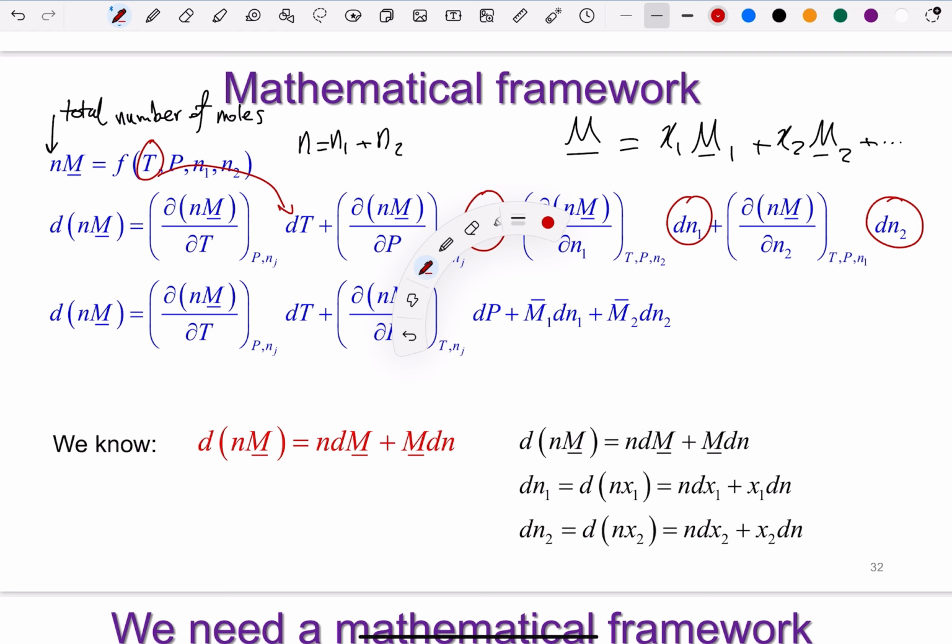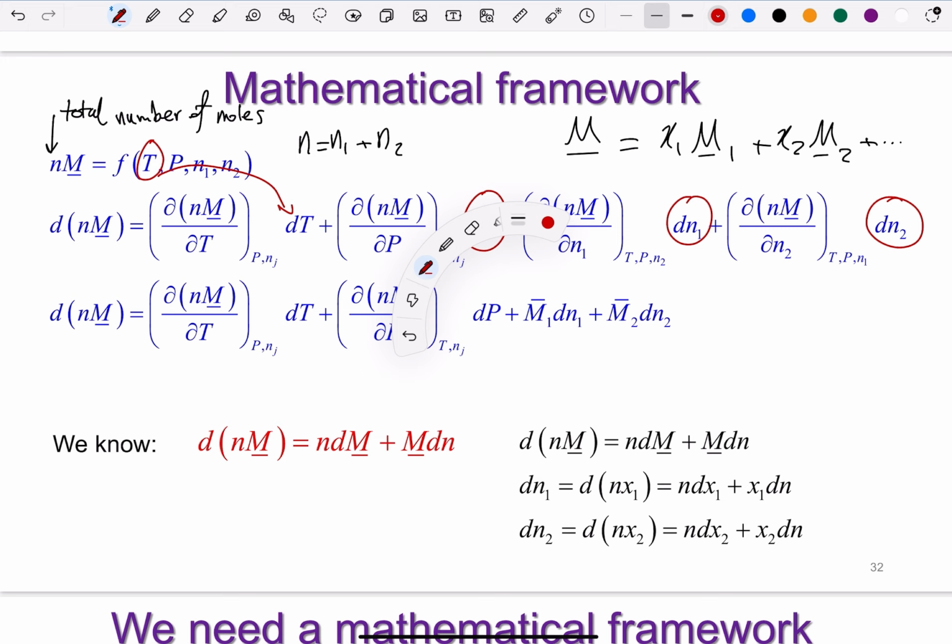So the first one, I'm calculating with respect to temperature, with pressure and all moles of other components, which I'm calling Nj, constant. Second one, I'm calculating the derivative with respect to pressure. Third one, with respect to N1. Fourth one, with respect to N2. And if I have more components, I'm just going to add more N's over there, right? Does it make sense? Any questions so far?